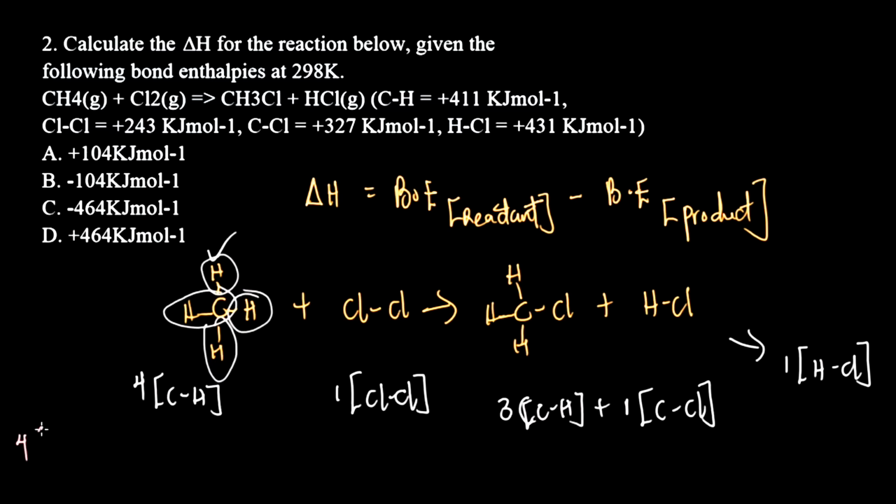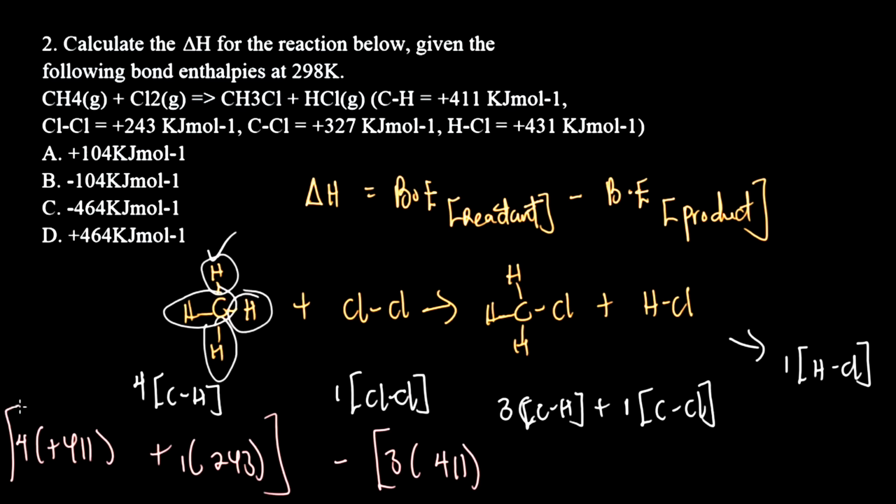So we have 4 in the bracket, so the CH bond is basically positive 411, so plus the Cl to Cl bond is 1 into bracket of 243. So the product aspect is 3. So we have CH bond to be 411, and then plus, let's put a bracket here. So plus we have CCl bond, that's going to be 1, and then we have 327, right? So you need to take note of everything here.